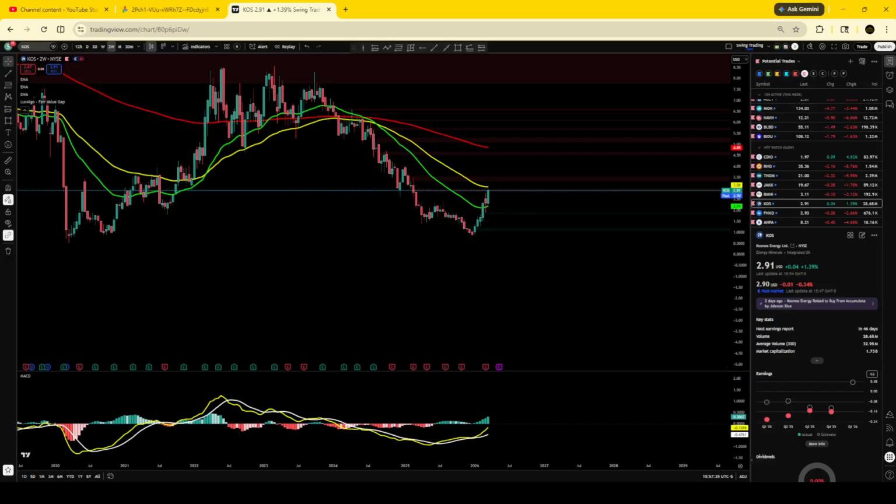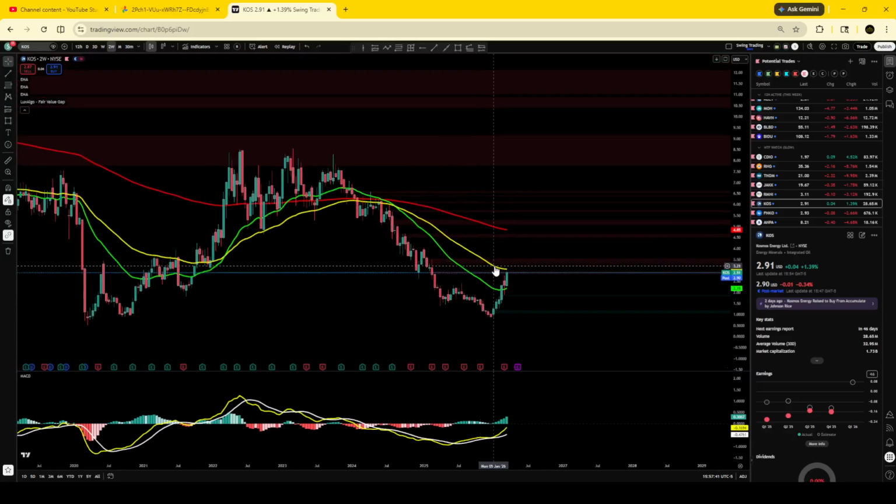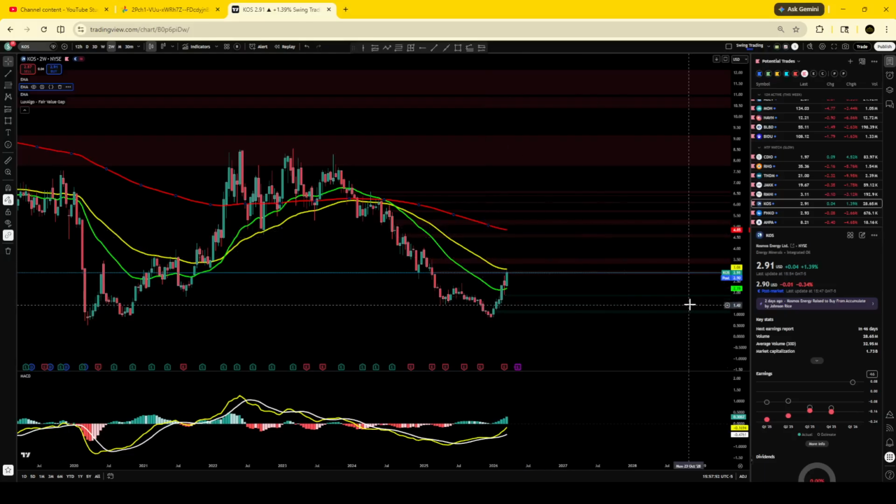So, next is the EMA stack. We have the green one, which is a 30-day. We have this yellow, which is 60-day. And the red is the 200-day EMA. How it's used: price above EMAs confirms uptrend.